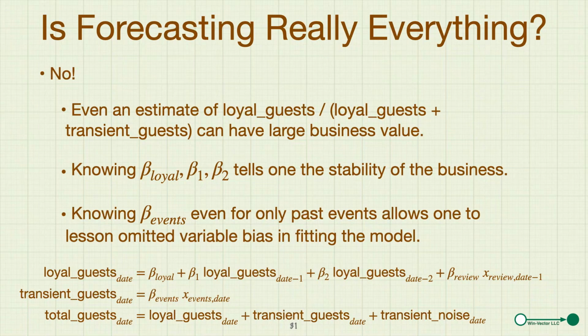Okay, so is forecasting really everything? No, as I said, even knowing the decomposition of the one observable variable per date, total guests, into two more variables, transient guests and loyal guests, and also pulling off the noise, so actually it's three variables, is super valuable. That tells you the nature of your business.